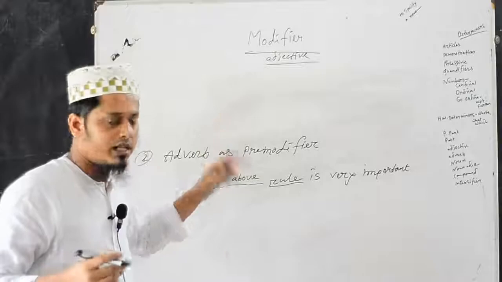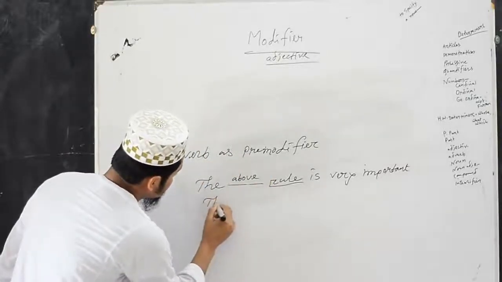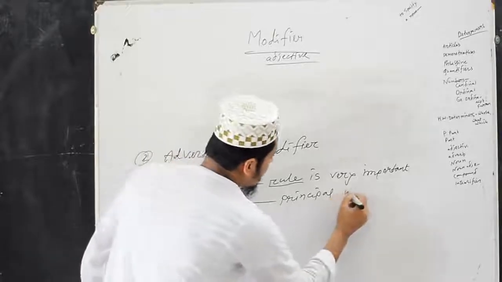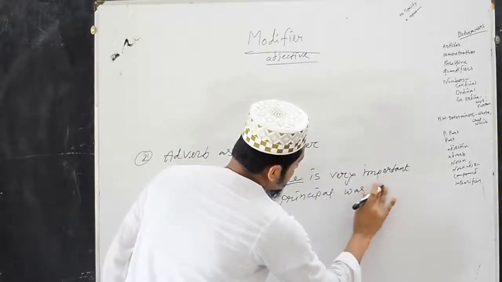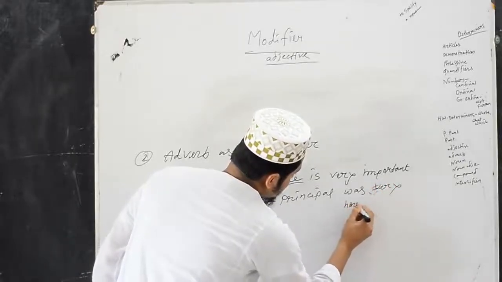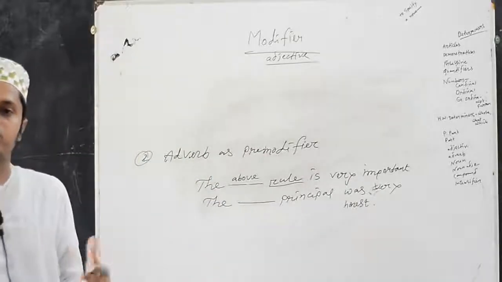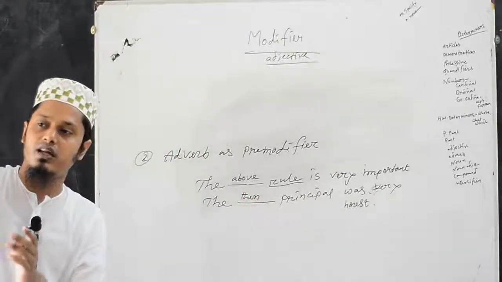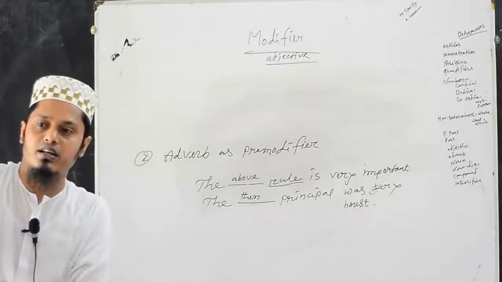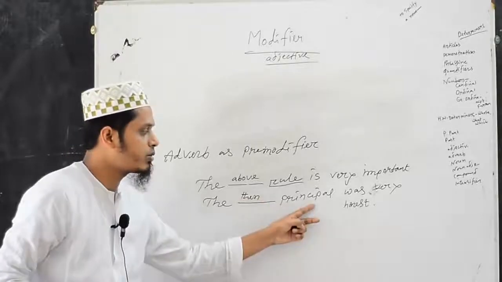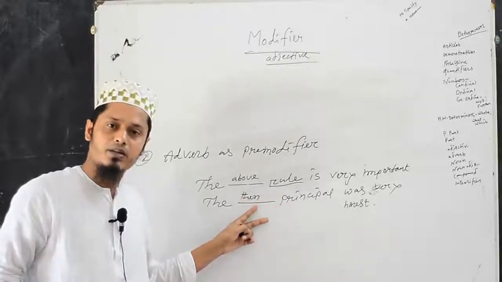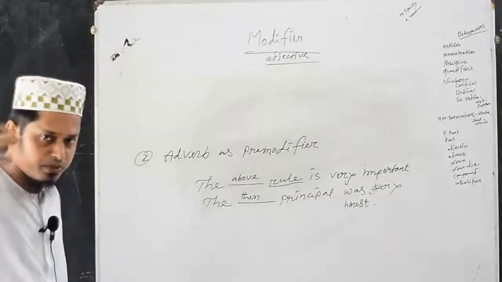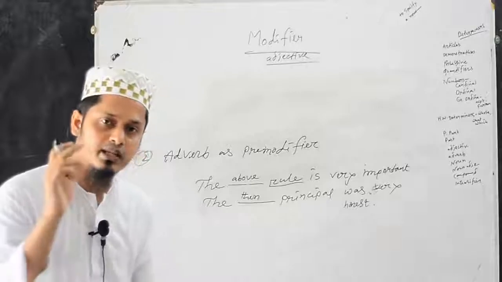The above rule. If I write "the dash principle was very honest." Which principle? If I say "the previous principle," that means the earlier principle. So I have modified the word principle by adding an adverb before a noun. So this is a pre-modifier. So adjective can be used as pre-modifier. Adverb can be used as pre-modifier.